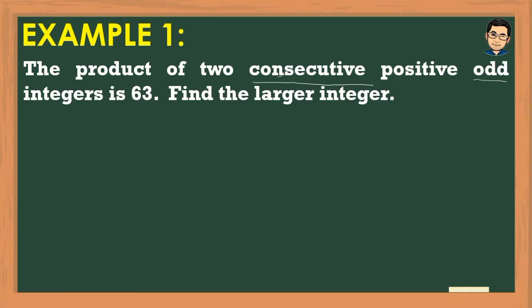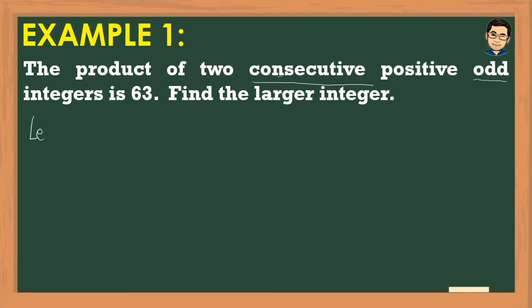Ibig sabihin po nun, ang kailangan po nating mga integers yung 1, 3, 5, 7, 9, and so on. Kapag naman po even integers ang hinahanap, 2, 4, 6, 8, and so on. So positive odd integers lang po ang ating hinahanap. So paano po ang kanyang equation?